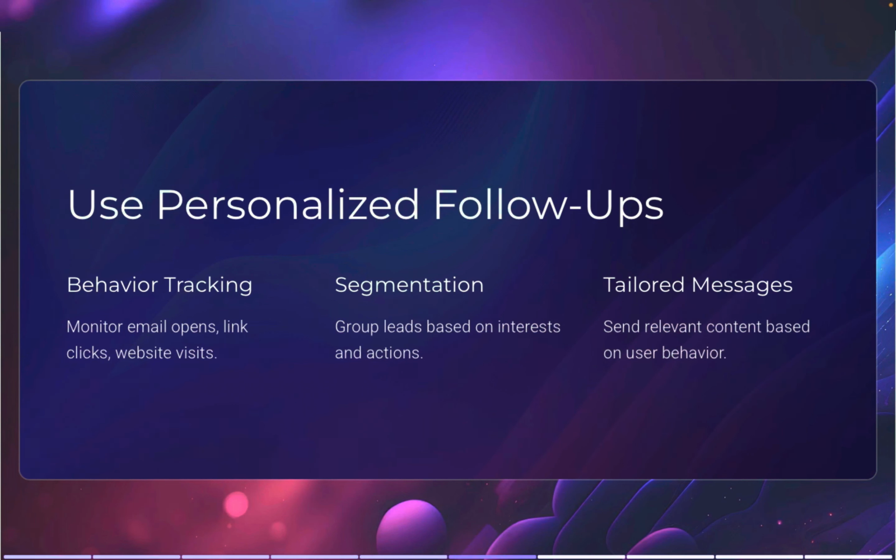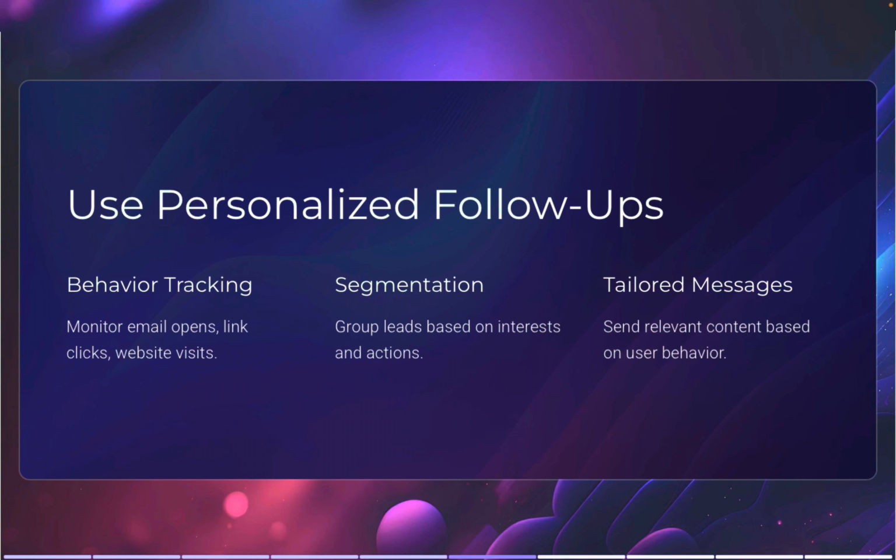The next step is to create personalized follow-ups. The first thing in personalized follow-ups is behavior tracking. You need to track the behavior of your leads, such as email opens, clicks, and website visits to understand their level of interest. If there is a lead which is opening your email every time, then it is more likely to buy your product. So you need to send a different type of follow-up to such a lead. And if there's a lead who is opening once a month, then a different type of follow-up is going to work. So you need to track the behavior of your lead, what kind of lead that is.